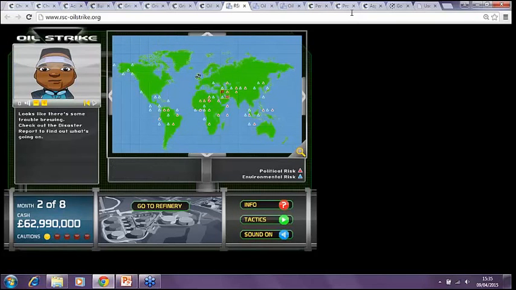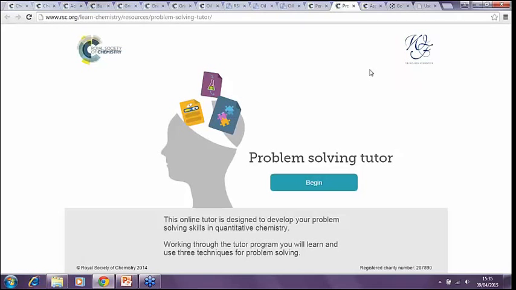Right, now we're going to look at a couple. Well, we're going to look at the problem-solving tutor first of all. Now, the problem-solving tutor is designed to help you with problem-solving skills in quantitative chemistry, and this is suitable for students who are at the top end of their national studies or their GCSE studies, or beginning of their A-level or higher studies as well.